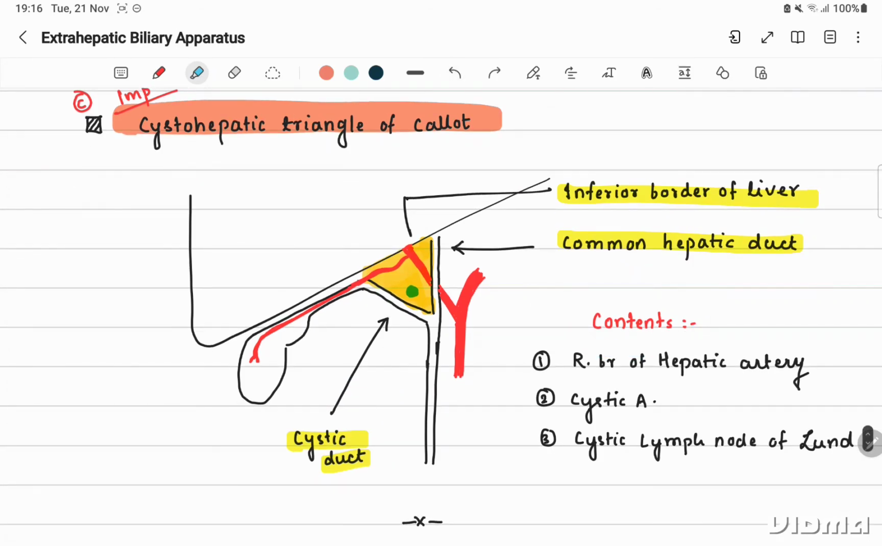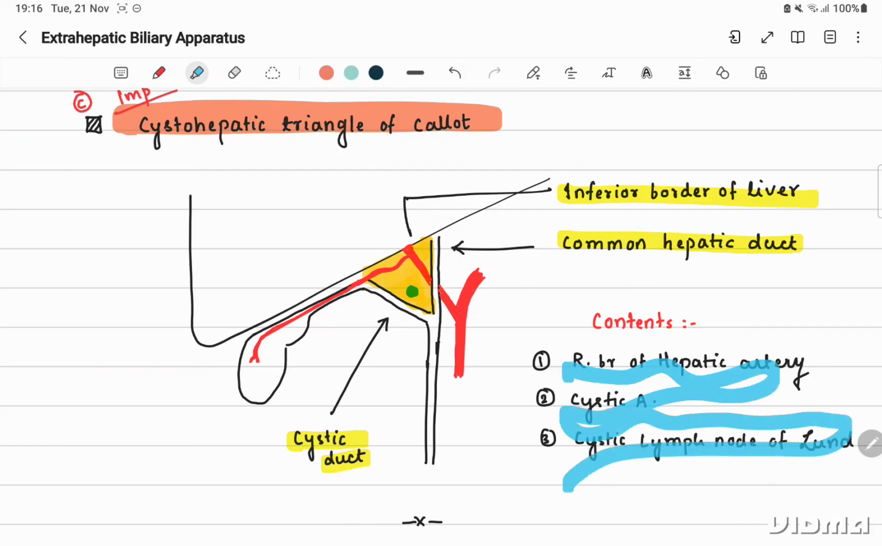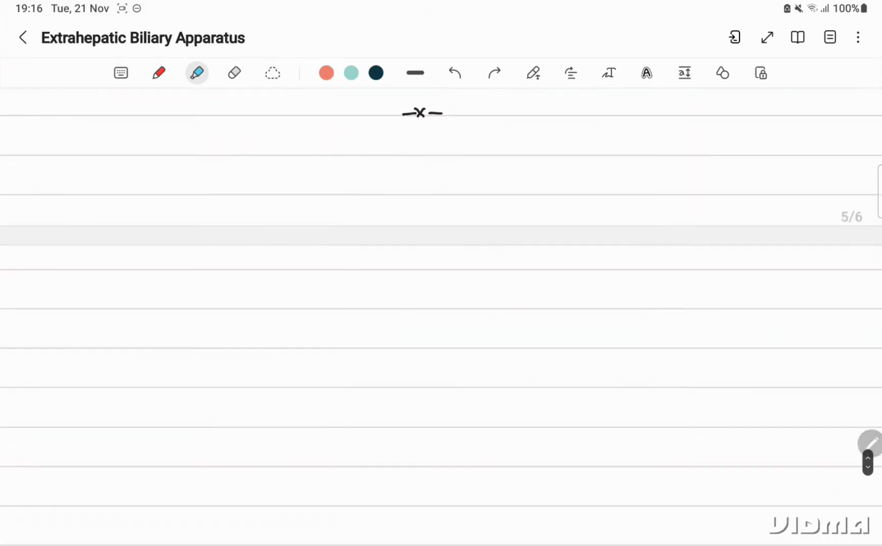What are the contents? So we have the right branch of hepatic artery, the cystic artery, and the cystic lymph node of Lund. So that completes the extrahepatic biliary apparatus. Let's move on to the next.